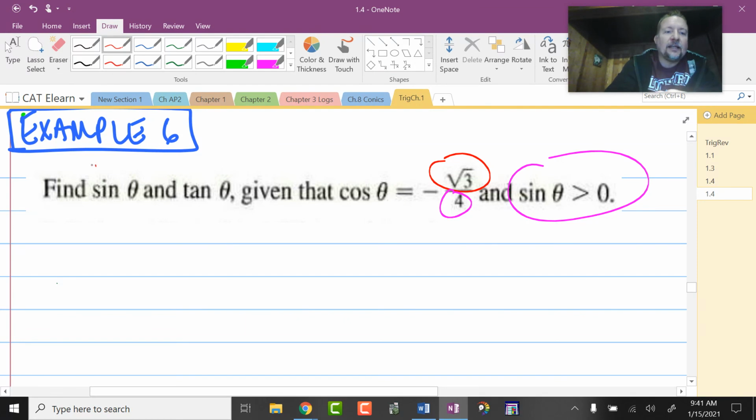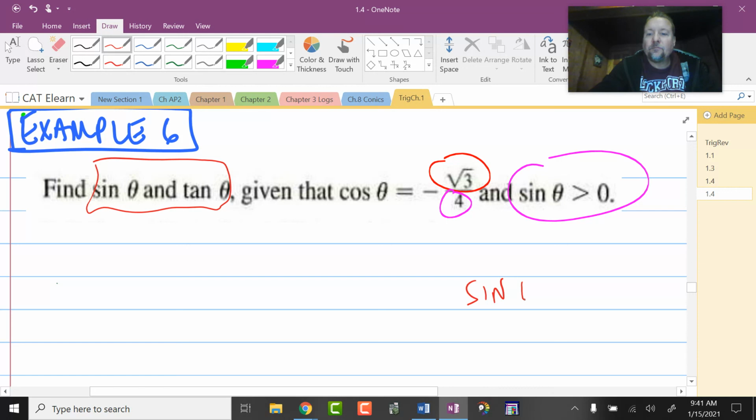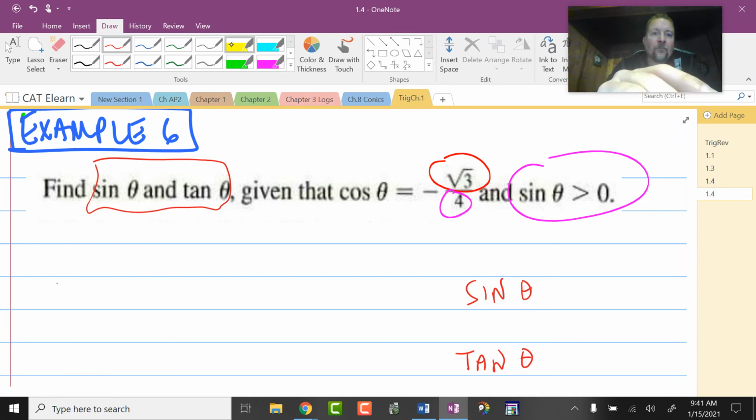Hey, this is nice. I only have to find sine of theta and tangent of theta. So I just have to find these two, not all six. That's nice. Okay, now this is cryptic information. In the chat, think about it before you do it. Load it up, but don't press enter.